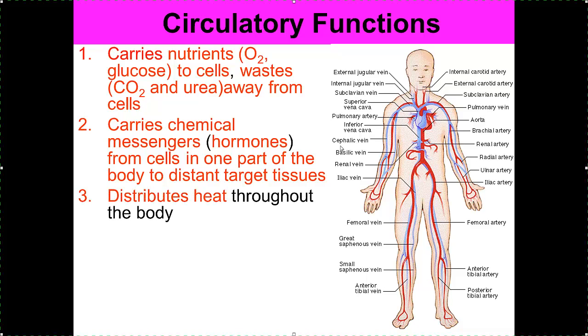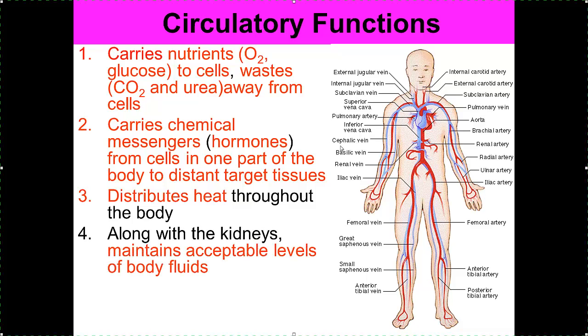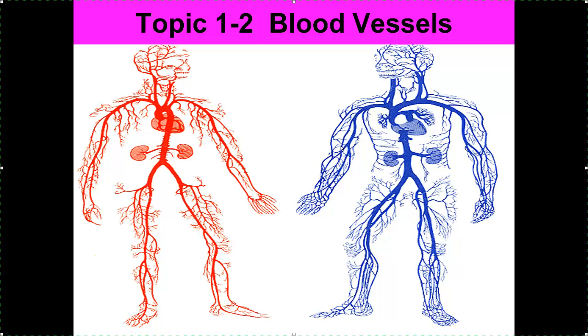What blood also does is distribute heat throughout the body, so it moves heat from the core of your body to your outer extremities. It works along with the kidneys to maintain acceptable body fluid levels. It also works with the kidneys to remove waste. The blood also, because it contains white blood cells, defends the body against invading organisms.